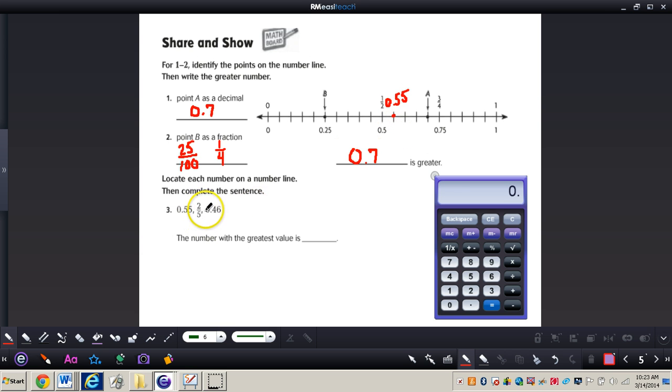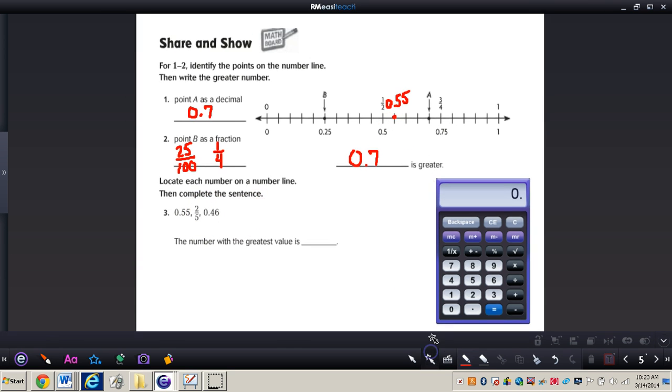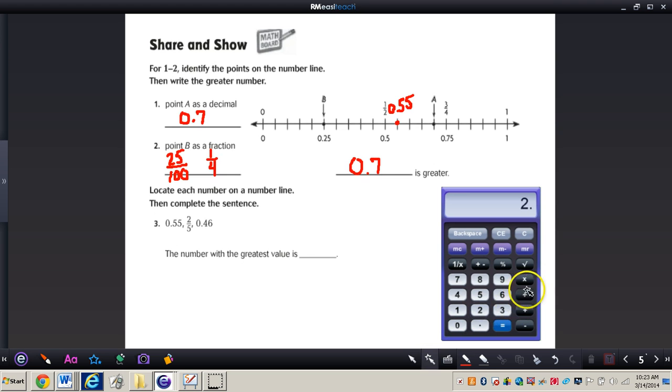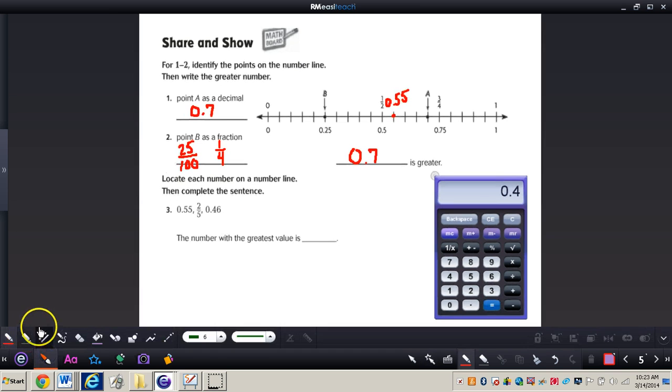Okay, now 2/5 is a little tricky, but I'm going to make that 2/5 into a decimal. So I'm going to divide the numerator by the denominator. That's going to give me 4/10. All right, so I will find 4/10 on my number line. I know that's 3/10, 35 hundredths, and then right here will be 4/10. Okay, but I'm just going to write 2/5 right up here.